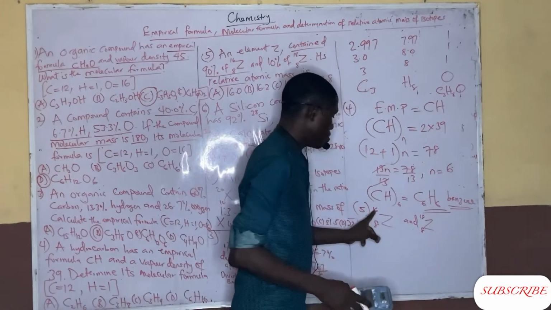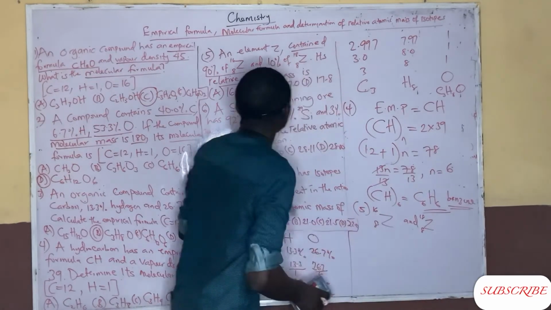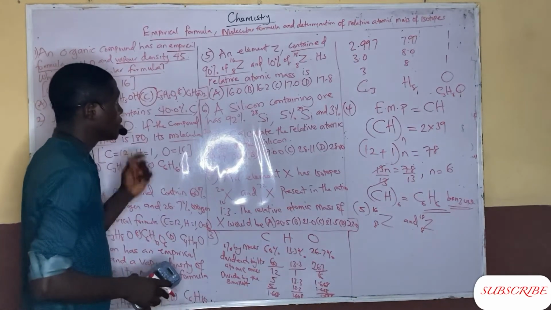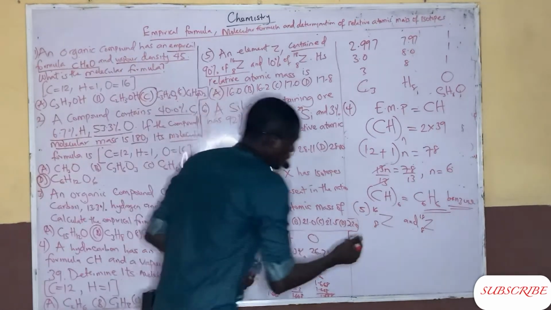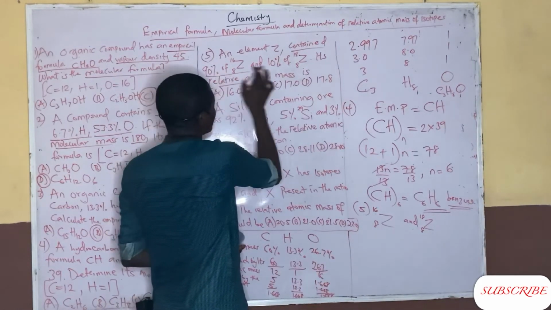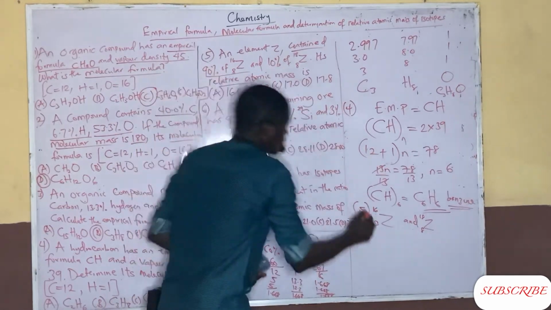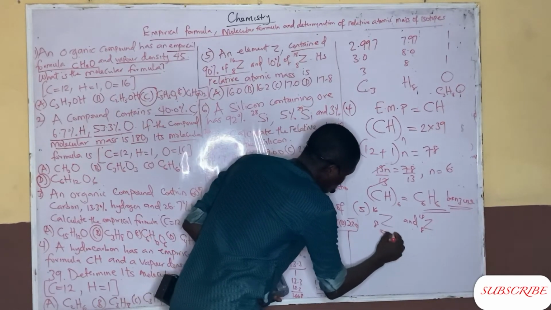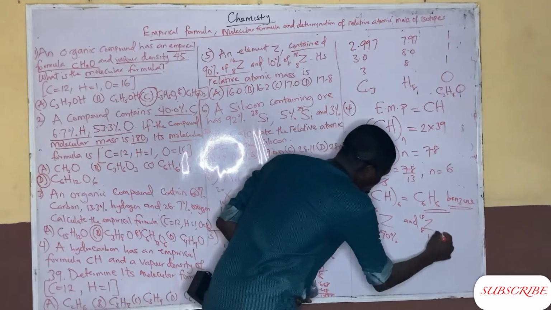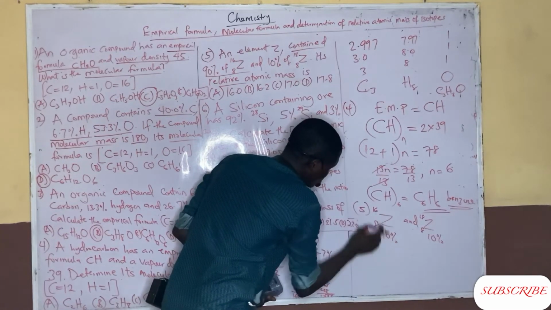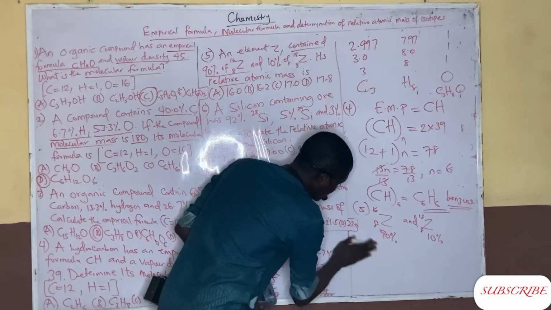The mass numbers are 16 and 18. So how do you get the relative atomic mass of this element? We are told that this one contains 90% and this one contains 10%. So we just need to find 90% of the mass number, 90%.